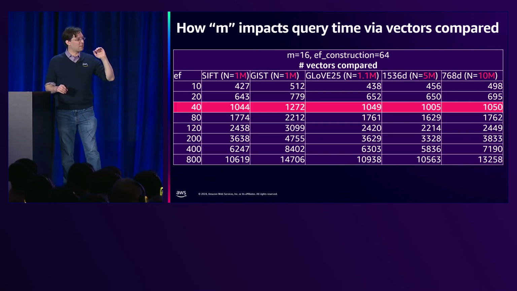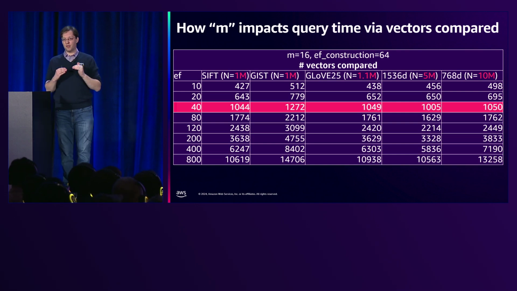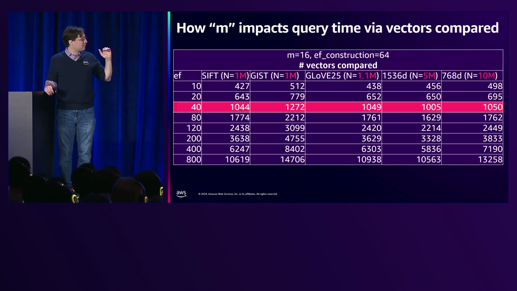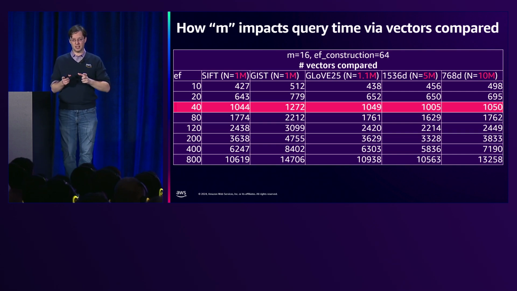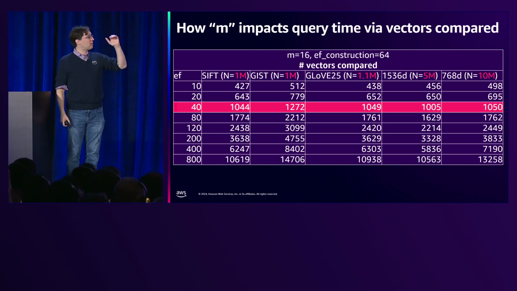And this is maybe my favorite slide in the entire presentation. Here are 5 different data sets with 5 different embedding models of 5 different sizes. Taking all the PG vector defaults, we can see that we're searching roughly the same number of vectors at EF construction equals 40. And that's really cool. That's something very powerful in the HNSW algorithm itself: it roughly scales in terms of your build parameter m, not necessarily your data set size.